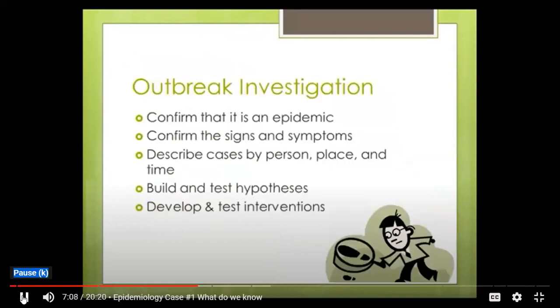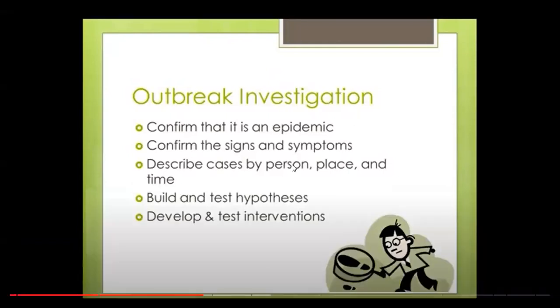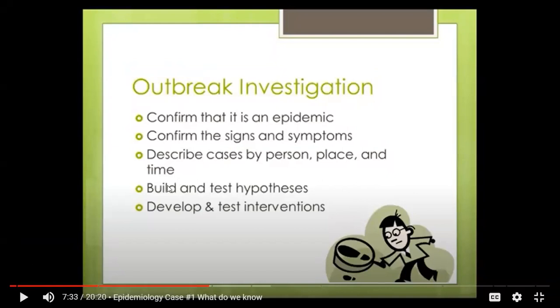So outbreak investigations start with confirming that there's an epidemic. An epidemic is when case numbers are clearly above their normal rate. Then signs and symptoms are confirmed, and cases are described by person, place, and time. And then a hypothesis is built and tested. So what she said: build and test hypothesis.